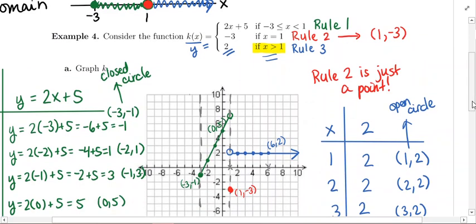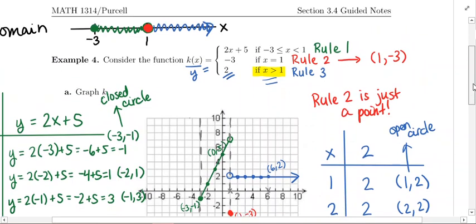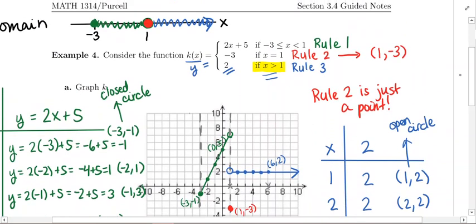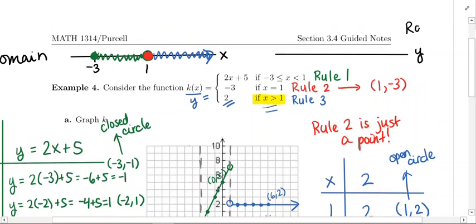I mean, you can totally look at the graph if you prefer to do it that way, but it's a little confusing when the graph is not connected. Okay, all right, so let's talk range here. This is going to represent our y values. Okay, so let's talk about rule number 1, which I will put in green.